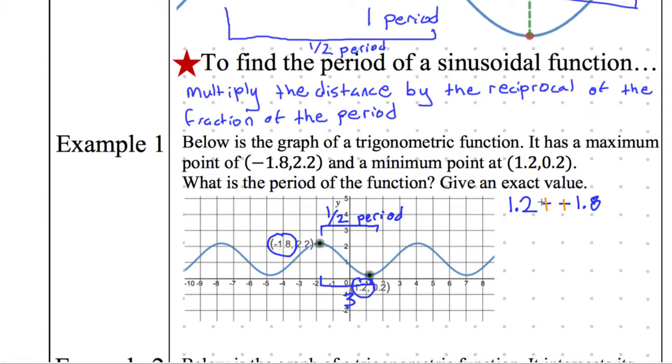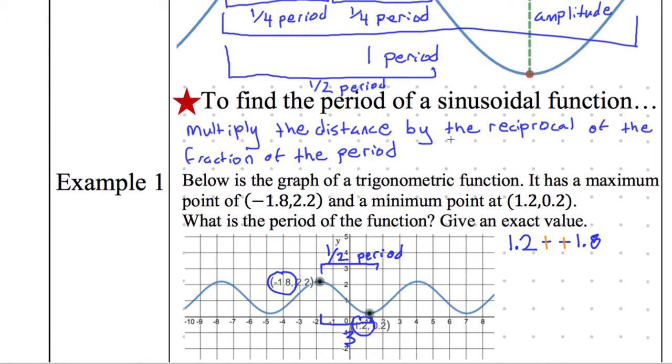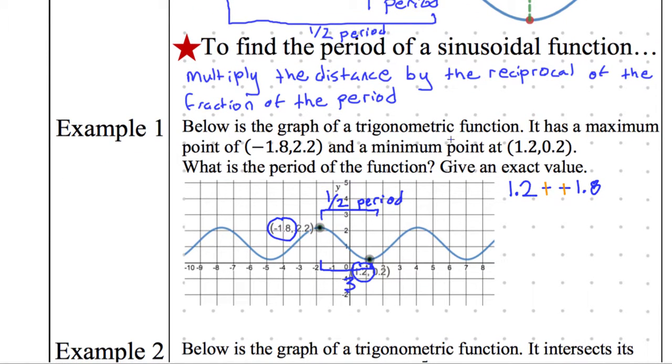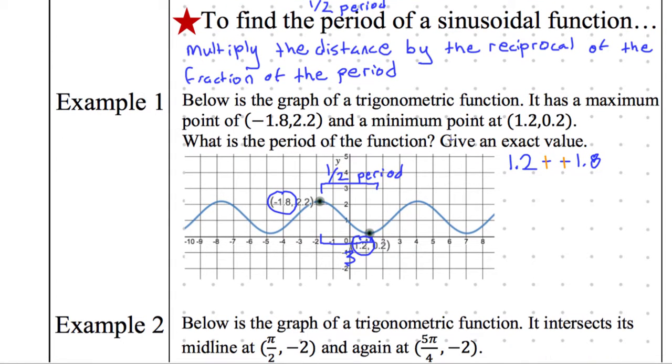All right, so that distance is 3. If you don't like the rule of multiplying by the reciprocal, I know that you two said, I like rules, Mr. Sindel, but if you don't like that rule, just think about it logically. To get to the full period, I have to go from here to here. I've only gone halfway. I've gone 3 units already. I need to go another 3. So the total period is 6 units.